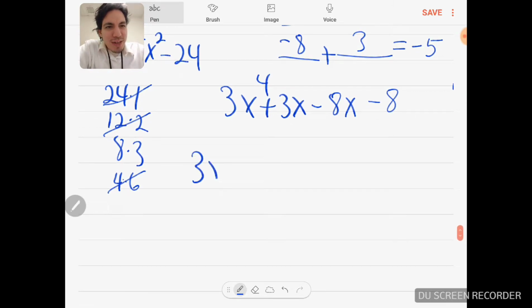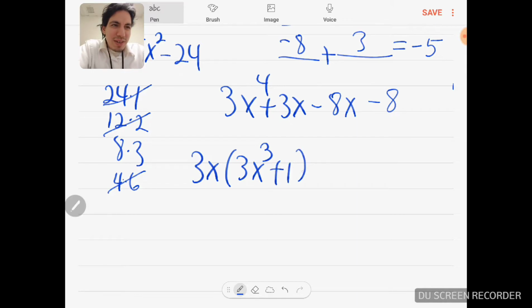So I factor out a 3x here. I'm left with 3x to the 3rd. And then I'm left plus 1. And then I'm left with minus 8. I factor out negative 8 in both terms. X plus 1.